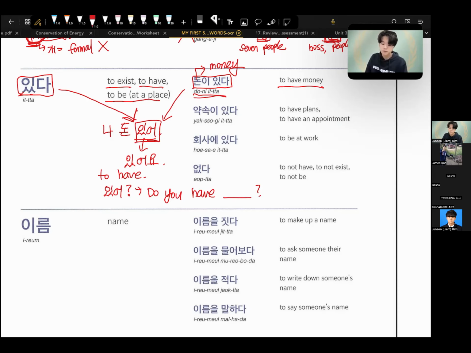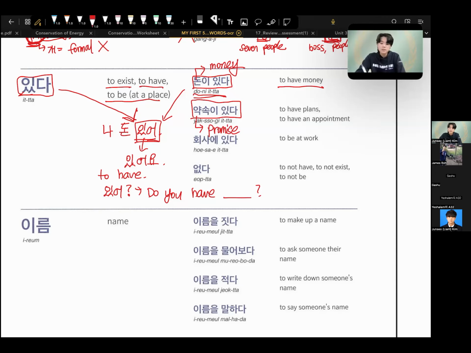Okay, let's look at the next sentence. 약속이 있다. Can you follow after me? 약속이 있다. Nice. So this is another widely used sentence in Korean. 약속 literally means promise.